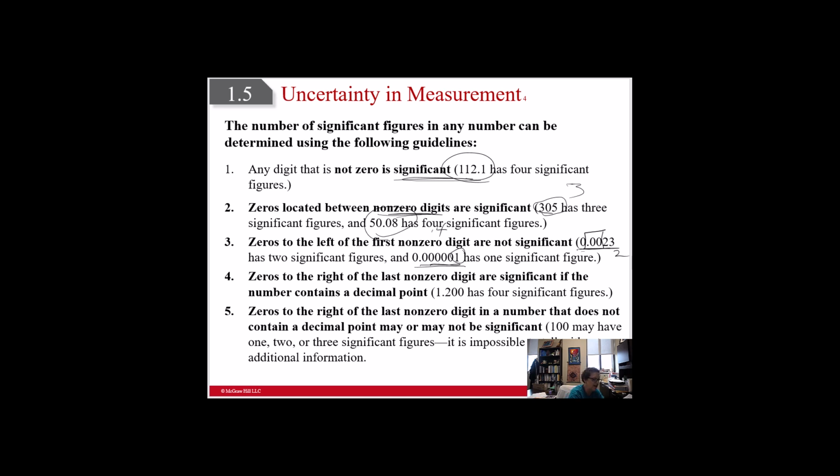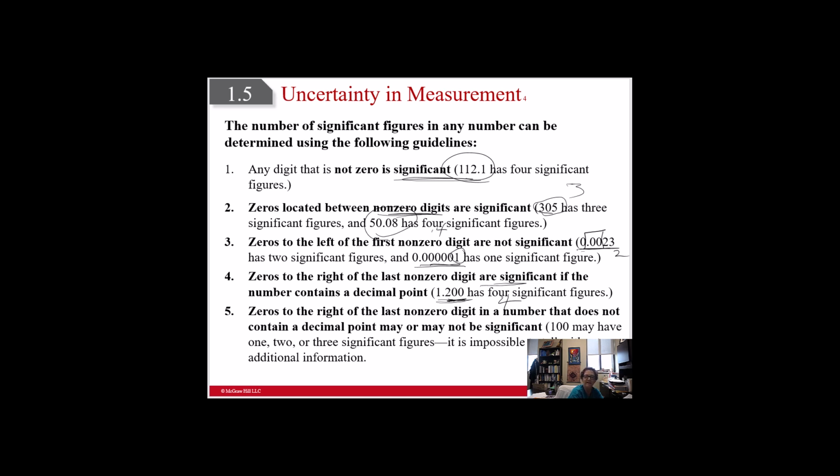Zeros to the right of the last non-zero digit are significant, okay? So if you have 0.200, those zeros are exact, they're exactly measured, and so that one has 4 significant figures.